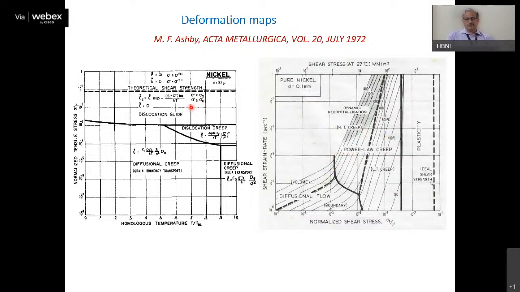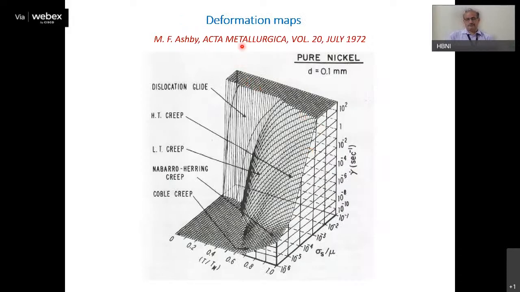So these maps are very helpful in basically describing the way deformation happens in different systems under different strain rates and different temperature conditions. So it can also be mapped in three-dimensional space, where one axis corresponds to your strain rate, one axis corresponds to your normalized stress, one axis corresponds to homologous temperature. Here also you can see different regions correspond to different ways in which plastic deformation happens.